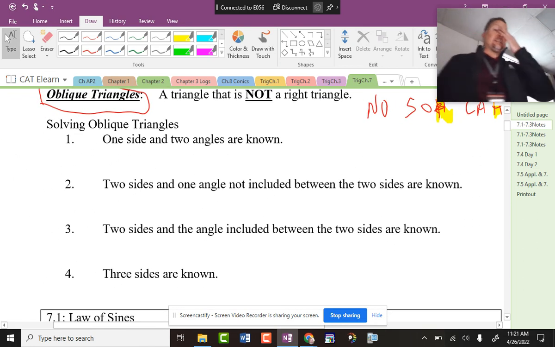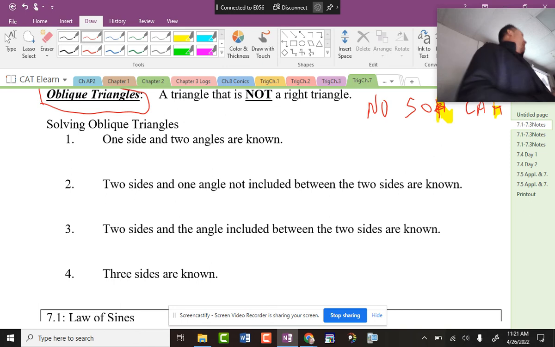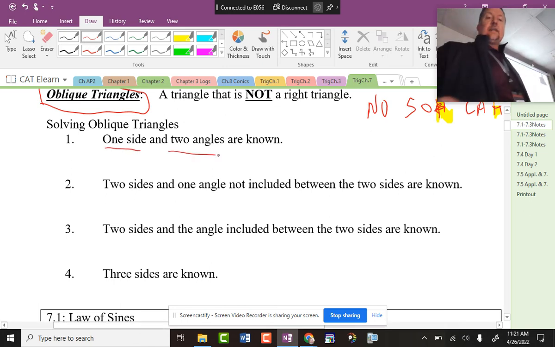So law of signs is nice, but the problem is it's not perfect. The law of signs can be used when one side and two angles are given. Good. And I'll show you that today.